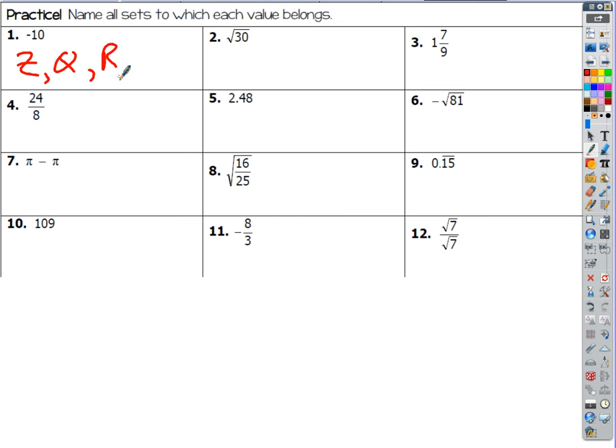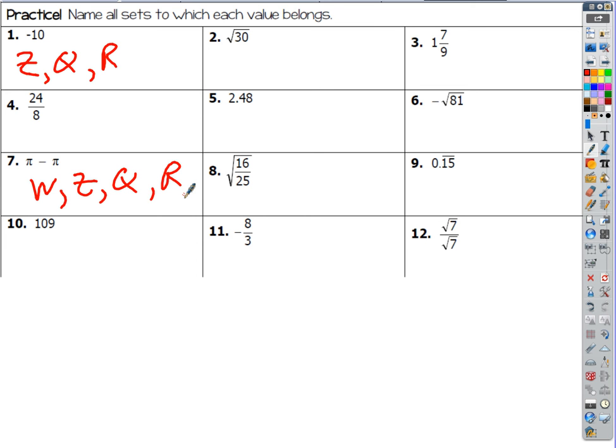What about 7? Pi minus pi simplifies to what? 0. So what's the smallest subset it belongs to? Whole numbers. But if it's a whole number, then that's included in the set of integers, which is included in the set of rational numbers, which is included in the set of real numbers, right?